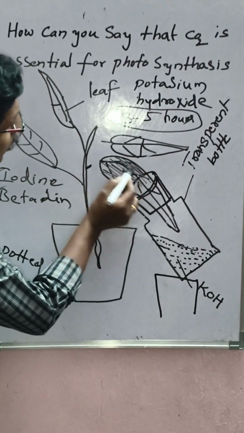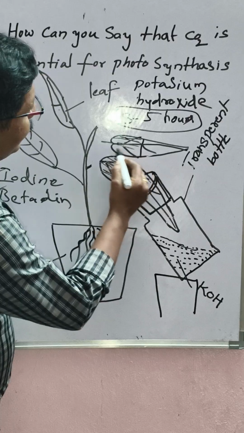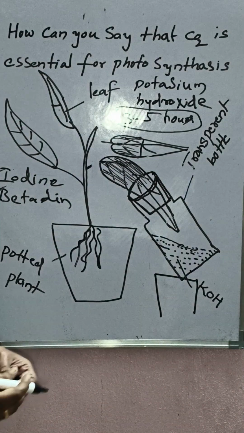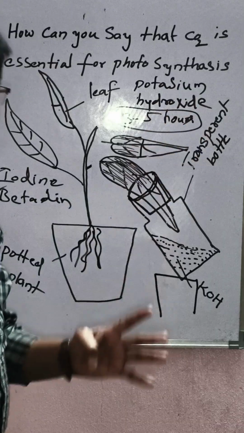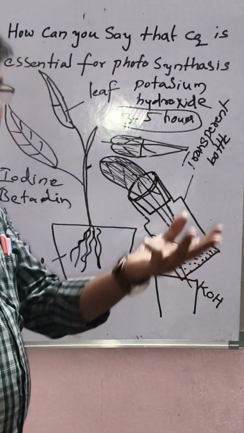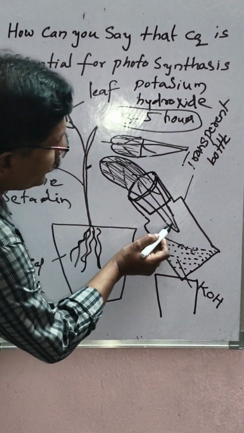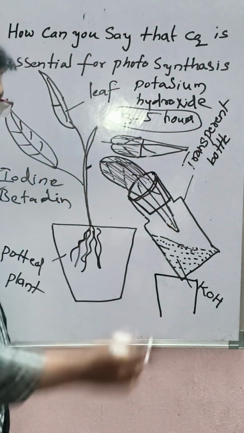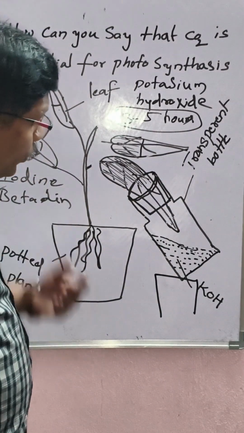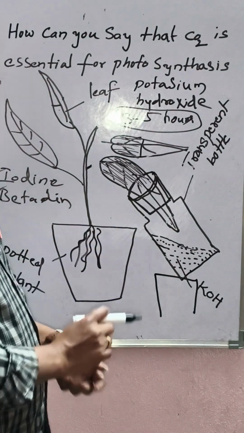The outside of the leaf turns bluish black because the outside part of the leaf received the 4 factors essential for photosynthesis: carbon dioxide, sunlight, water, and chlorophyll. But the inner portion of the leaf received only sunlight, water, and chlorophyll.